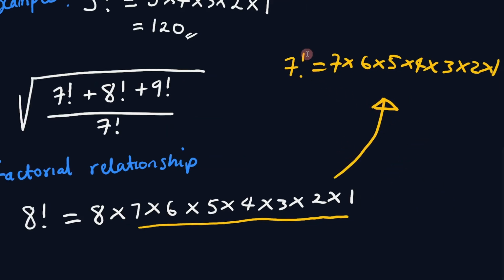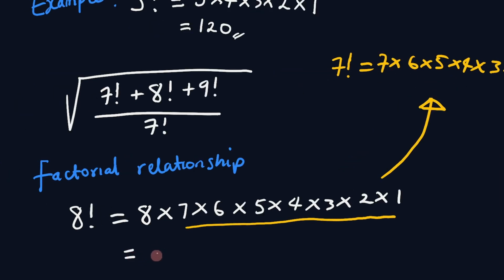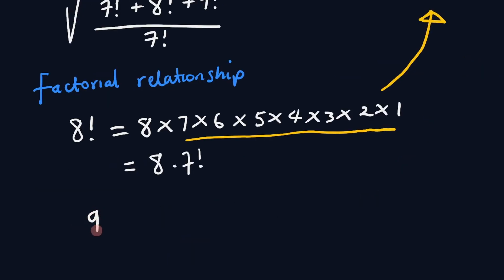We can see our 7 factorial is still from 7 down to 1. We can say that 8 factorial is 8 multiplied by 7 factorial. For 9 factorial, let's see how we can also extract 7 factorial from 9 factorial.